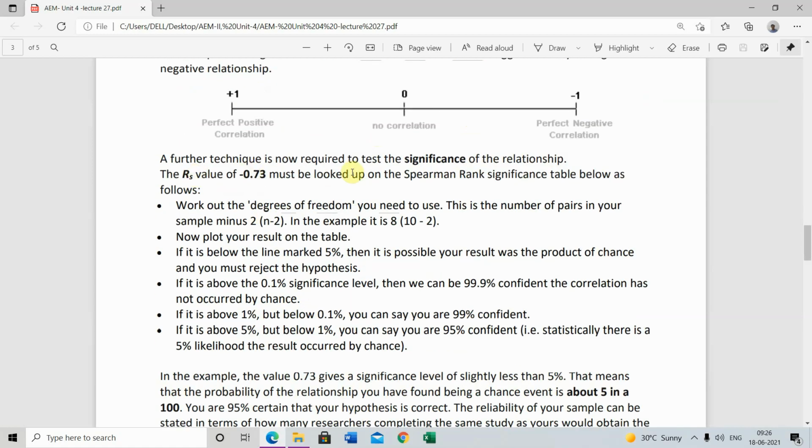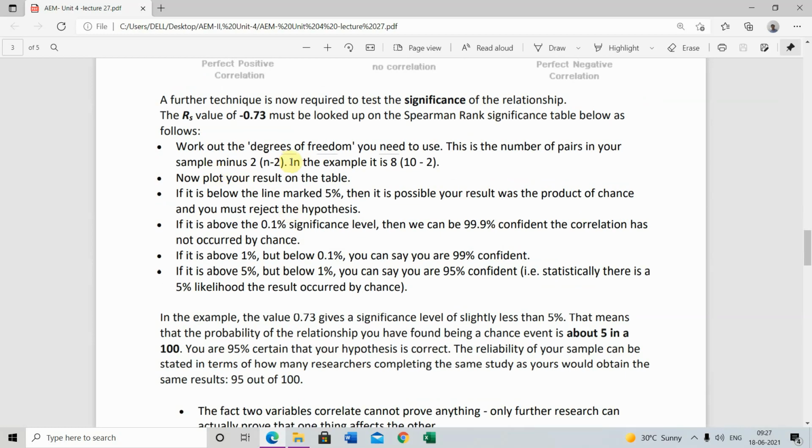A further technique is now required to test the significance of the relationship. The rs value of minus 0.73 must be looked up on the Spearman rank significance table below as follows. Work out the degrees of freedom you need to use. This is the number of pairs in your sample minus 2. In this example, 8, that is 10 minus 2. Now plot your result on the table.